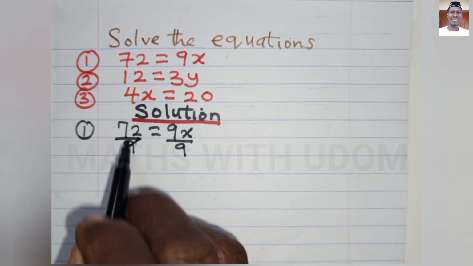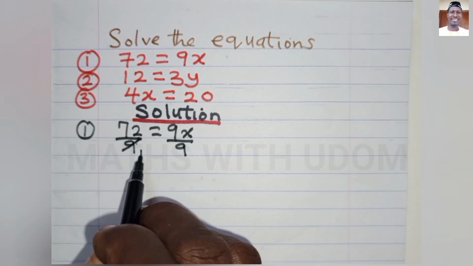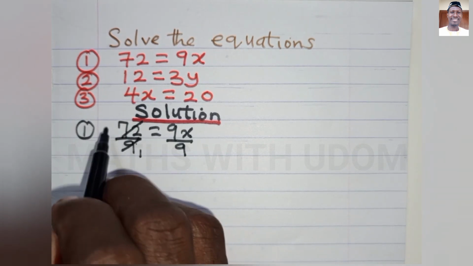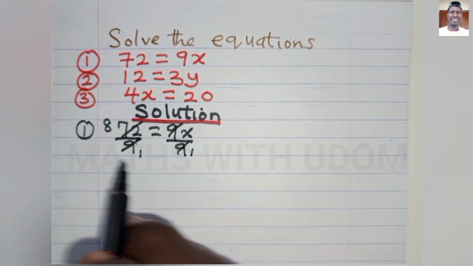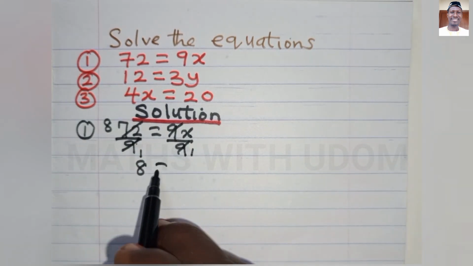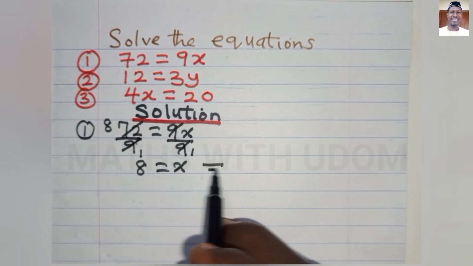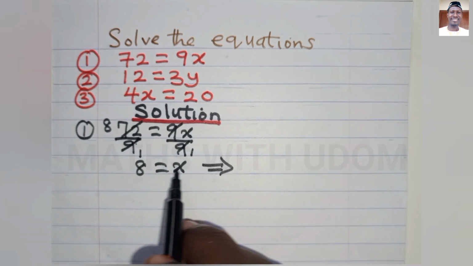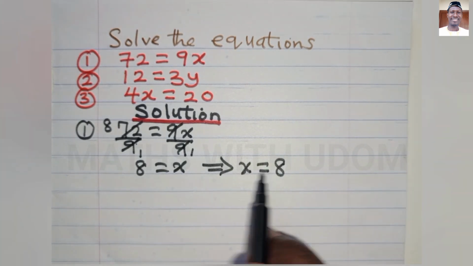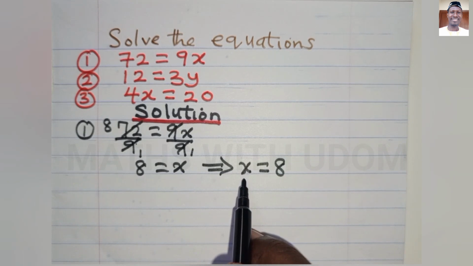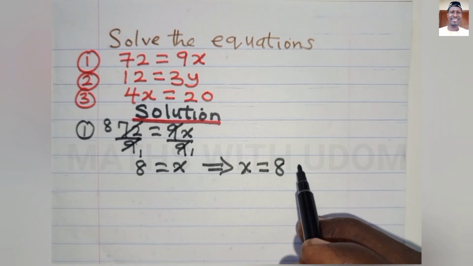So 9 is a common factor. 9 divided by 9 is 1. Then 72 divided by 9 is 8. So 9 here 1, 9 here 1. So we have 8 is equal to x, which implies that x is equal to 8, because the value of the unknown, which is the alphabet, must be on the left-hand side. So therefore, our answer is x is equal to 8.